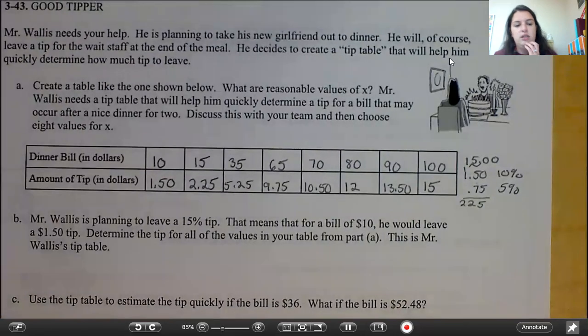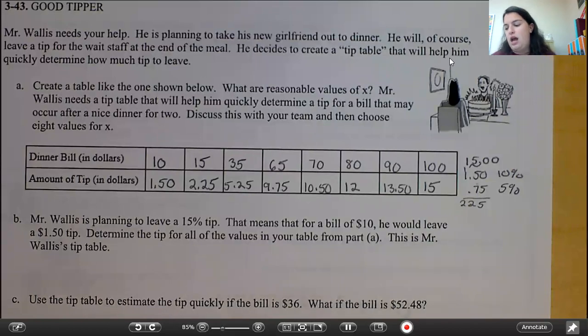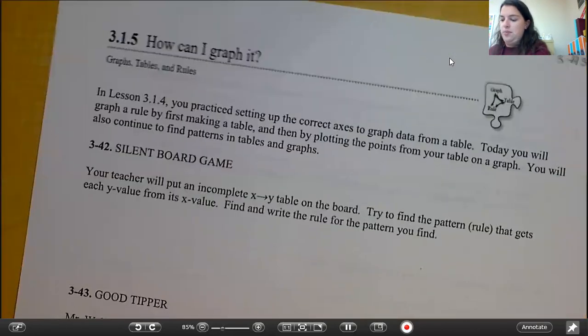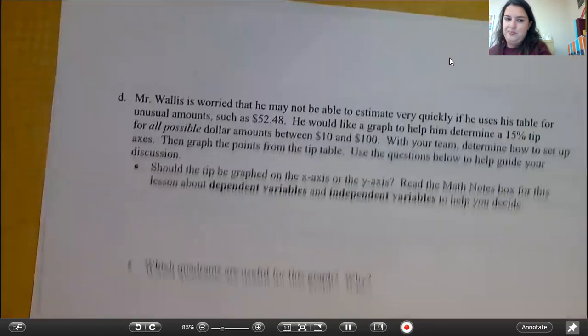Part C says use the tip table to estimate the tip quickly if the bill is $36. What if the bill is $52.48? So I would like you to pause the video and do your estimations. Okay, if you're back with me, that means you have estimated for Part C. We are going to talk about Part C when you come back to class.